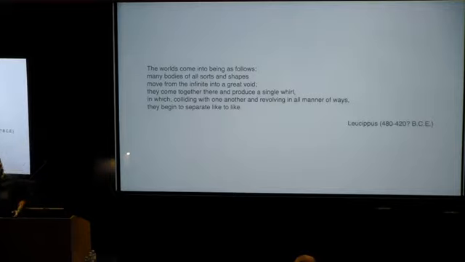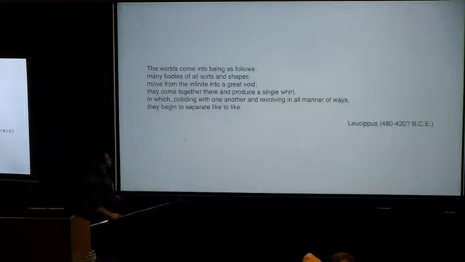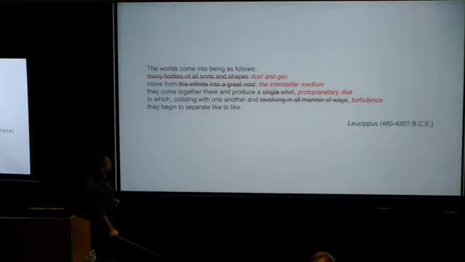So Jeremy started with a quote. I'd like to start with a quote too. The ancient Greek Leucippus said the world came to being as follows: many bodies of all sorts and shapes move from the infinite into a great void, come together there and produce a single wheel in which, colliding with one another and evolving in all manners of ways, they begin to separate like to like. I find that quite interesting because if you do these modifications, it kind of makes sense, right? So clairvoyant sometimes they were.